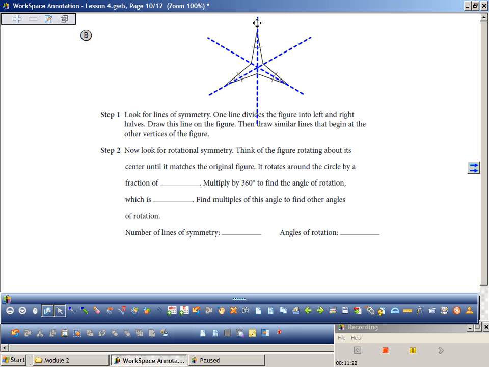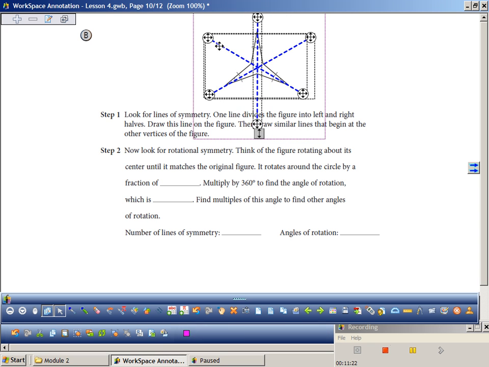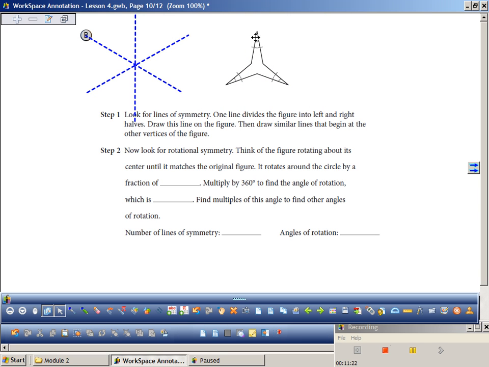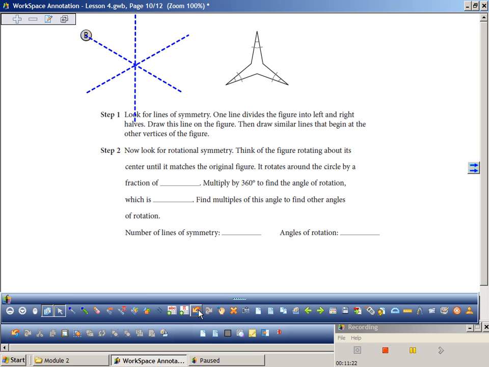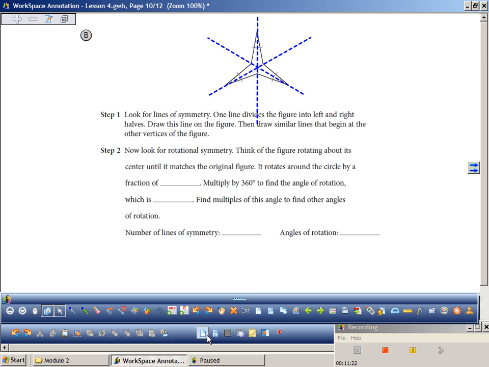Did you guys understand what Alice was talking about? Check this out. See how it shows that they're the same? So if this angle is the same as this angle, then if you cut it in half after you turn it, it's also going to be a line of symmetry. Correct? Okay. Now look for rotational symmetry. Think of the figure as rotating about its center. So we've got the figure, and it's rotating. Draw it red.